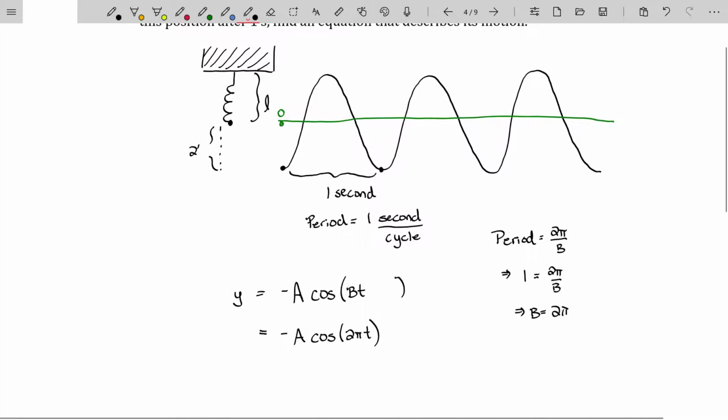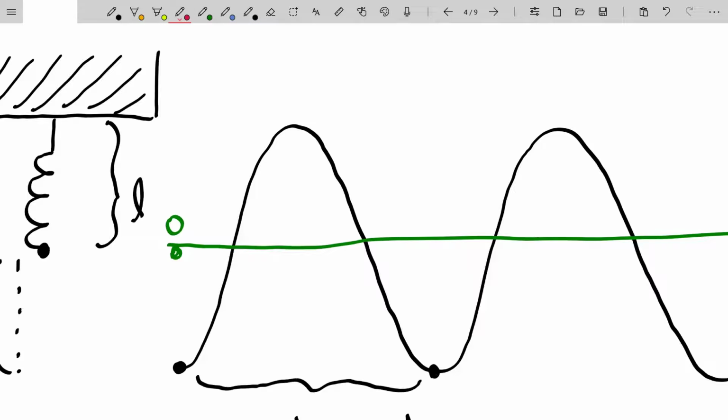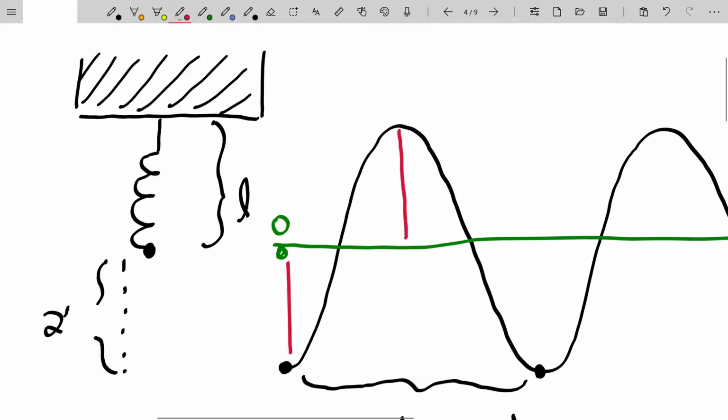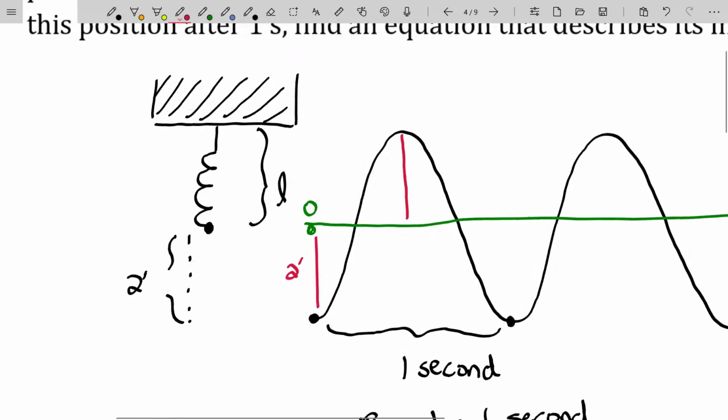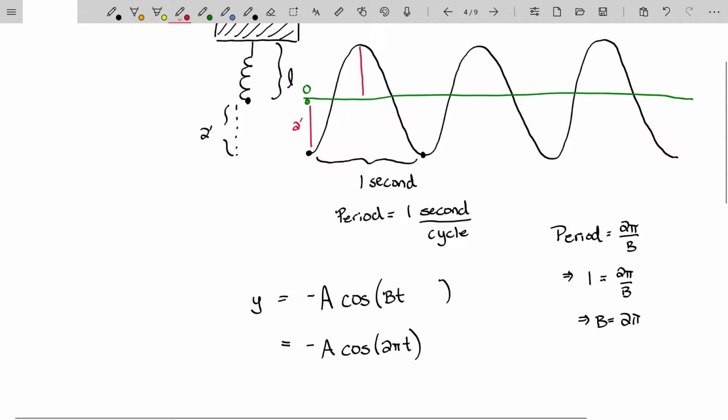Now I just need to know what the amplitude is. Now, if you remember, the amplitude is the distance between the midline and the maximums or the minimums. This distance basically right here. And we were initially told we pulled the spring down 2 feet. So our amplitude is 2. That's the distance between the midline and the maximums and the minimums.